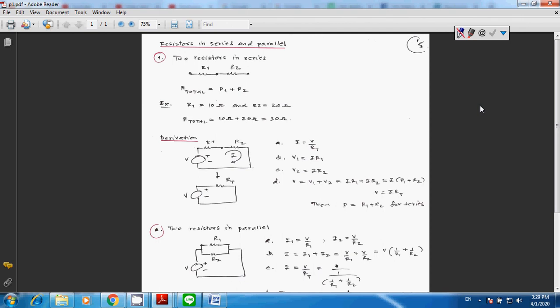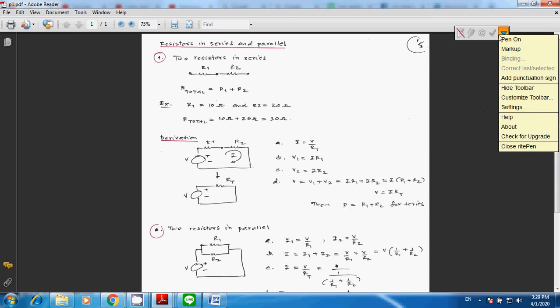So in your circuit, sometimes we want to see the total resistance or the net resistance. So we're going to talk about two resistors, for simplicity, in the case of a series arrangement and also in a parallel arrangement. So let's get started with the two resistors in series.